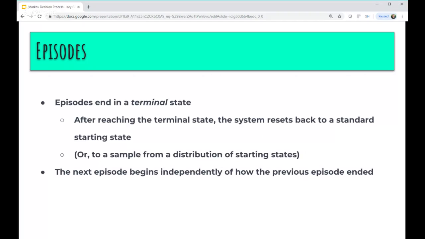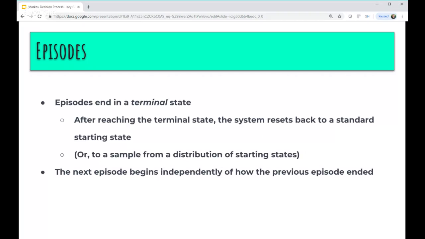So a comment here about episodes, what's meant by an episode. Episodes end in a terminal state. So the example given earlier with the robot that's trying to find its way out of the maze, once it reaches the exit cell of the maze, then that's the terminal state and the episode ends. Whenever you have episodic tasks like this, whenever you reach the terminal state, the system resets back to a standard starting state and begins again.